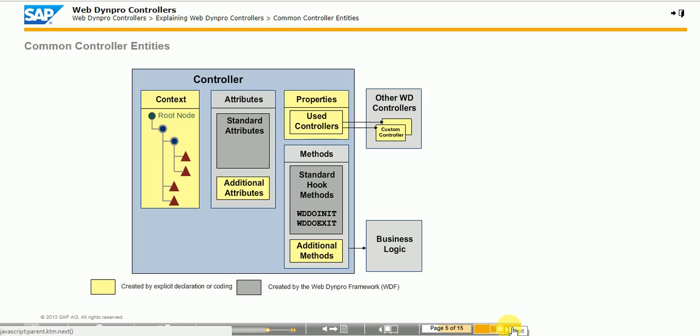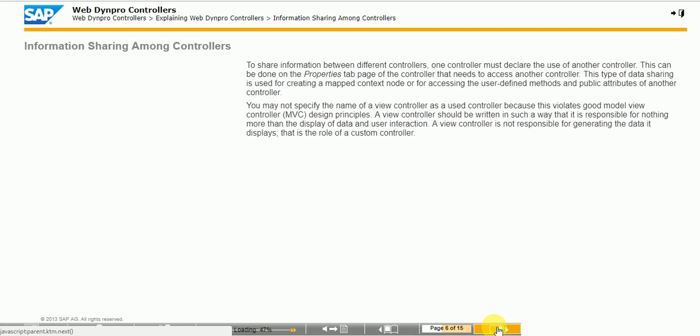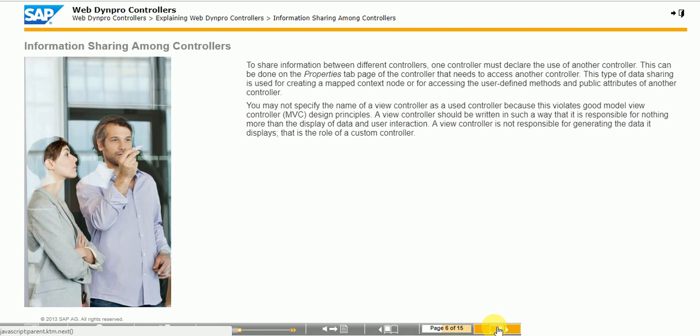Attributes that are not bound to any UI element property are declared on the Attributes tab page. After they have been declared, the attributes are visible in all the methods of this controller. There are 2 predefined attributes which are used to access the functionality of the controller, that is, WD_THIS, and the context, that is, WD_CONTEXT. The methods from all controllers enable you to access business logic, such as function modules, BAPIs, or methods in helper classes.